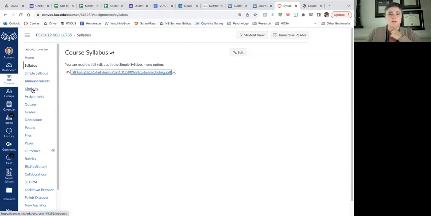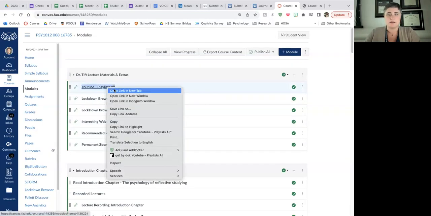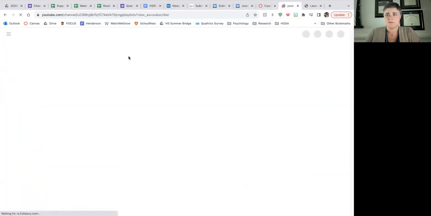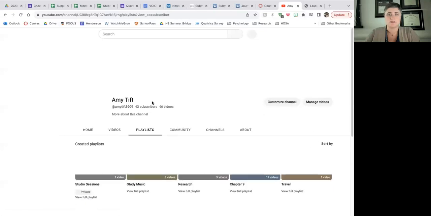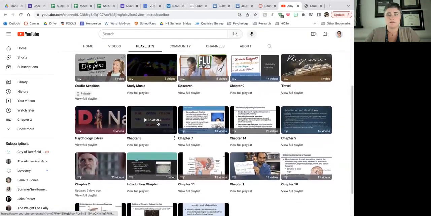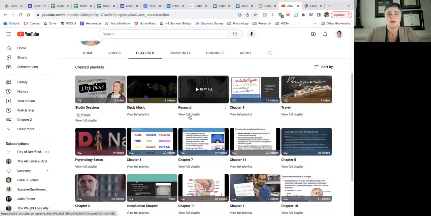Other important things for the students to access is in modules. In here, they're going to have access to really important links. So I have on the very top my lecture materials and extras. I have pre-recorded all of my lectures. I don't use them in class unless for whatever reason I'm really ill or something. I might use it as an assignment. But all of my courses, all my lectures are recorded in here.